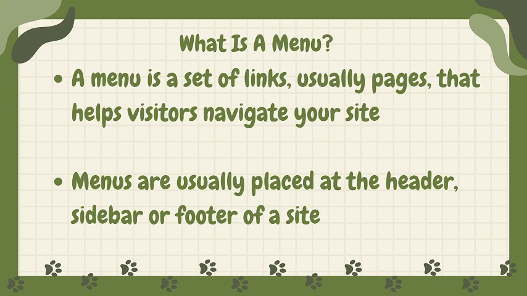So first, what is a menu? A menu is a set of links, usually to pages, that helps visitors navigate your site. It's a link to a page that helps visitors go through your site. Maybe you could have a link to an about page, where visitors who want to know what your website is all about could just click and go to. Menus are usually placed at the header, but can also be placed at the sidebar or footer of a site.